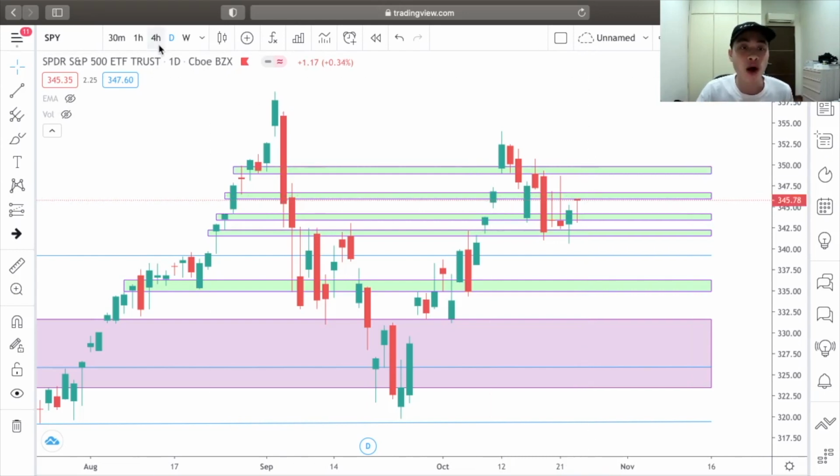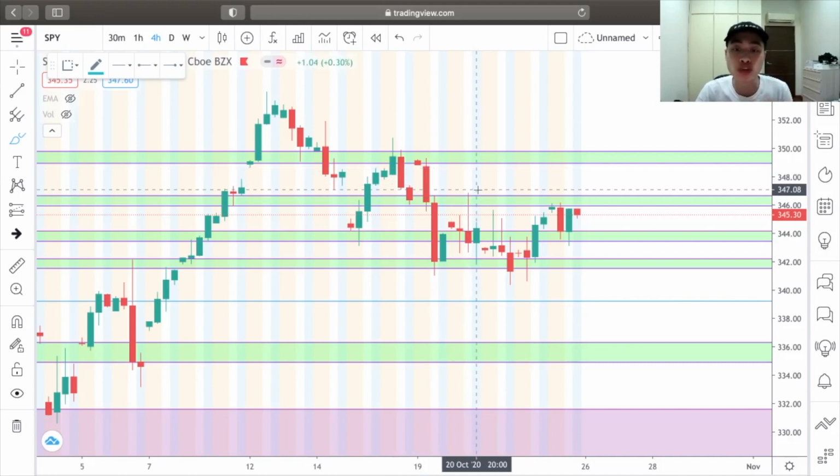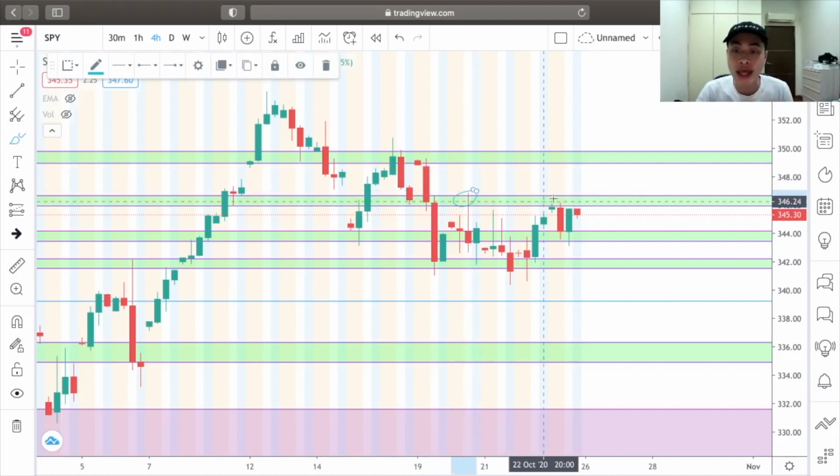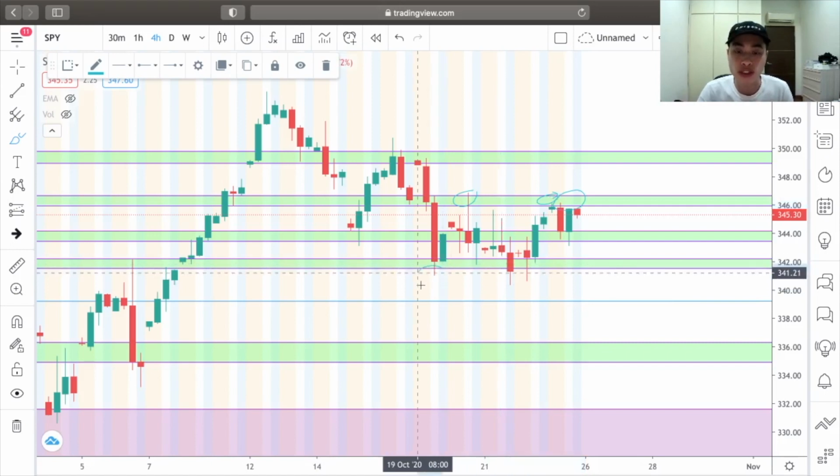Now let's take a look at the 4-hour time frame. On the 4-hour time frame, we see that there were price rejections at the upper part of the range. So this was the first price rejection, and another price rejection, and then another price rejection over here. And for the lower part of the range, there was support at that level. So if we take a look at here, this was the first one, this was the second one, third one, and fourth one.